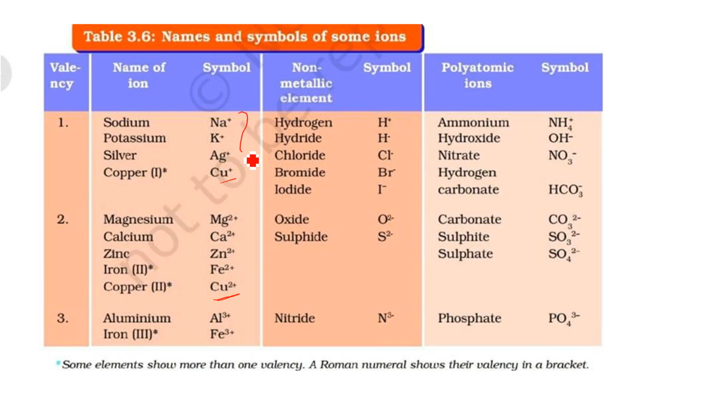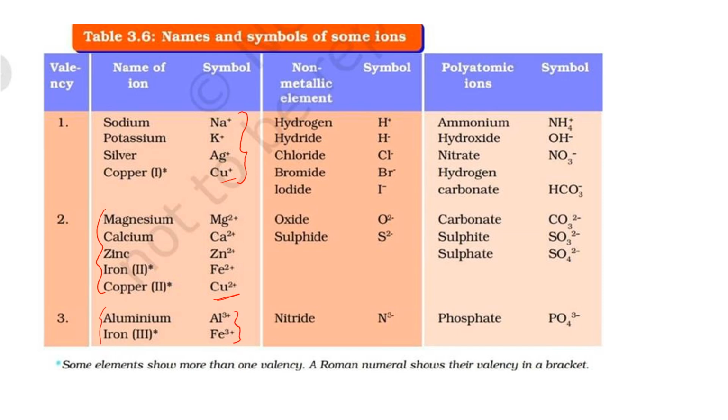These are all mono-positive ions, the metals where the valency is 1. The charge is 1, valency is 1. Valency is the combining capacity of an element. Now, coming to the next category: magnesium, calcium, zinc, iron 2, copper 2. All these elements have valency 2. Aluminium and iron have valency 3.